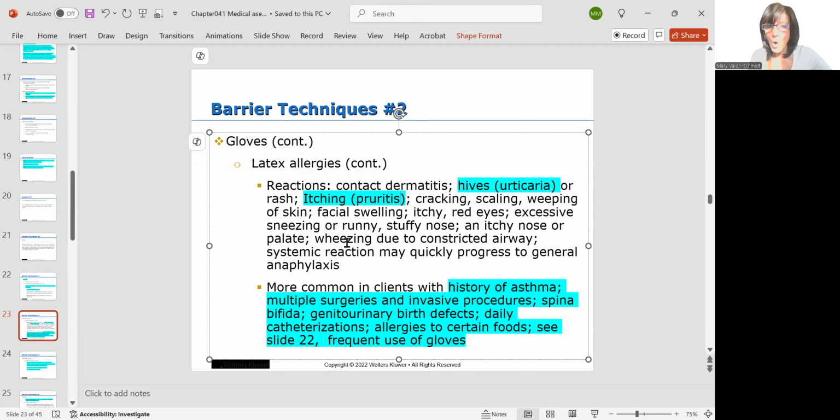Okay. And all of these different things. Just know the common reactions if you have a latex allergy. And people that are at risk for latex allergies: if you have a history of asthma, spina bifida, certain neural tube or genitourinary birth defects, or if you get catheterized frequently, they can put you at risk for developing or having an allergy to latex.